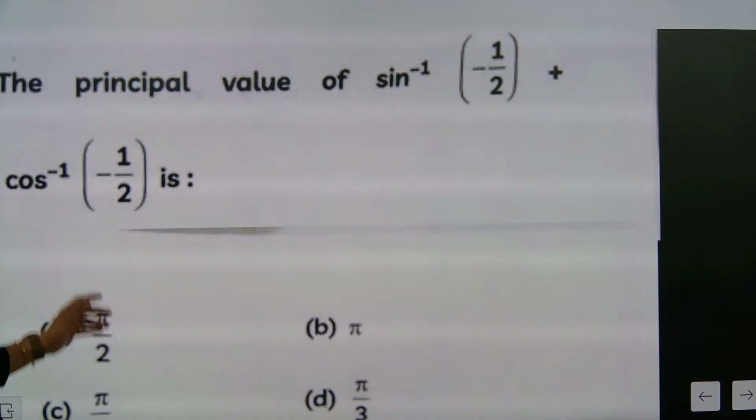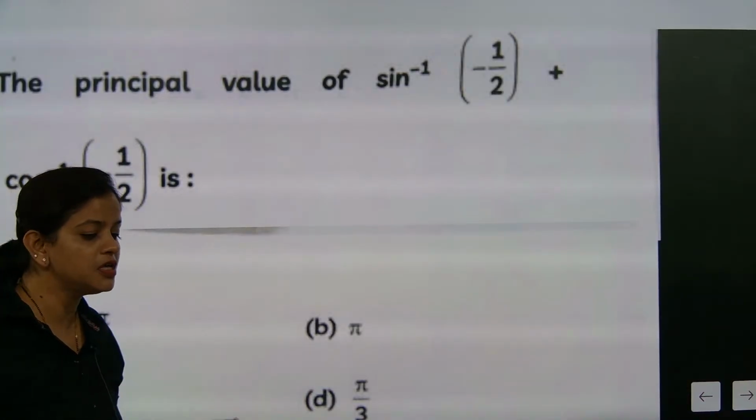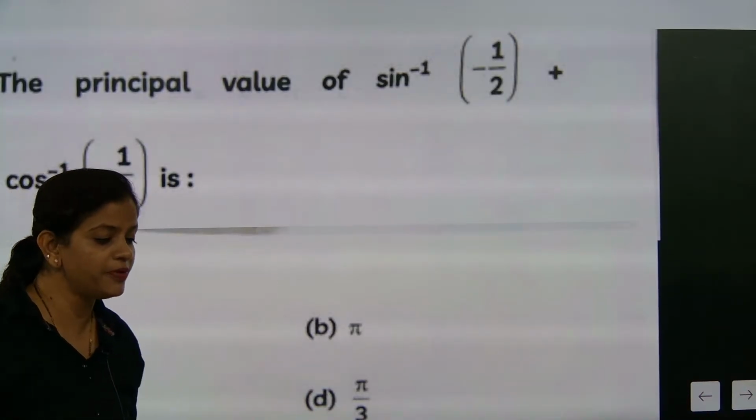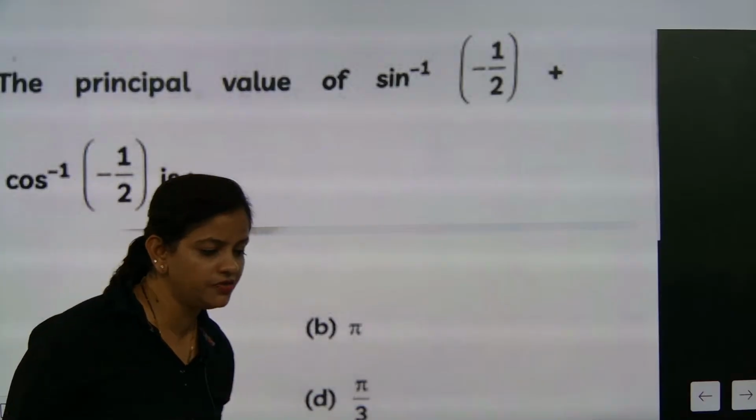Just do this part. Just keep on practicing, because after this we are going to do the differential equations final format, along with case studies and assertion reason.